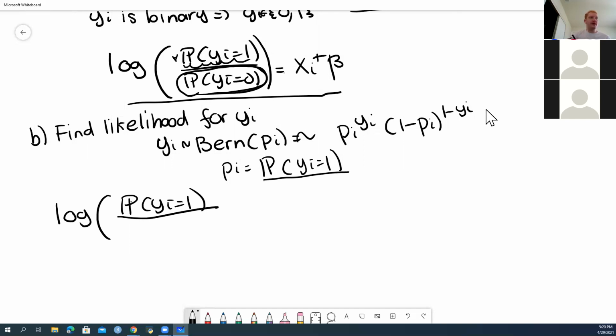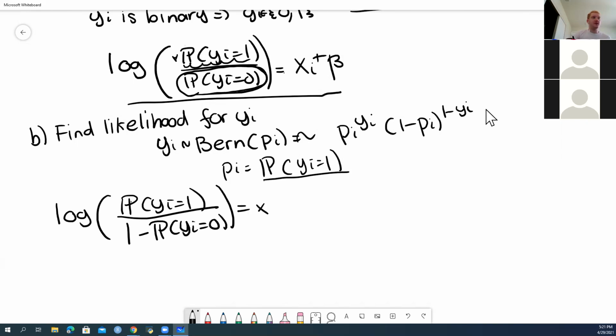I mean, I can write this, right? I don't know if this is right, but is it 1 minus the probability of yi? Exactly. Because remember, yi is a binary variable. It's either 1 or 0. So the probability equals 0 is exactly equal to 1 minus the probability equals 1. So let's replace that first.